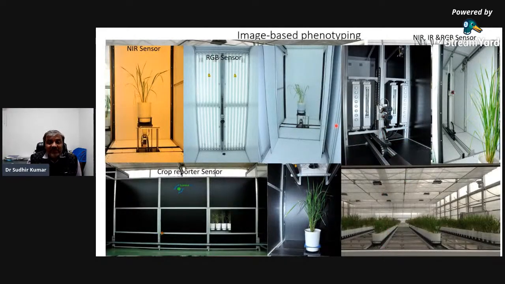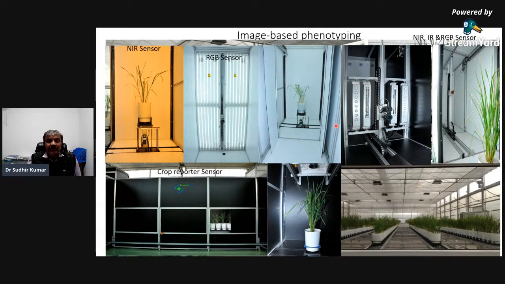Then these are a few images which help us know how the whole plant phenotyping process goes on. For instance, if I start with NIR, it gives an idea of the plant water status. Then comes RGB, what we could see through the eyes.